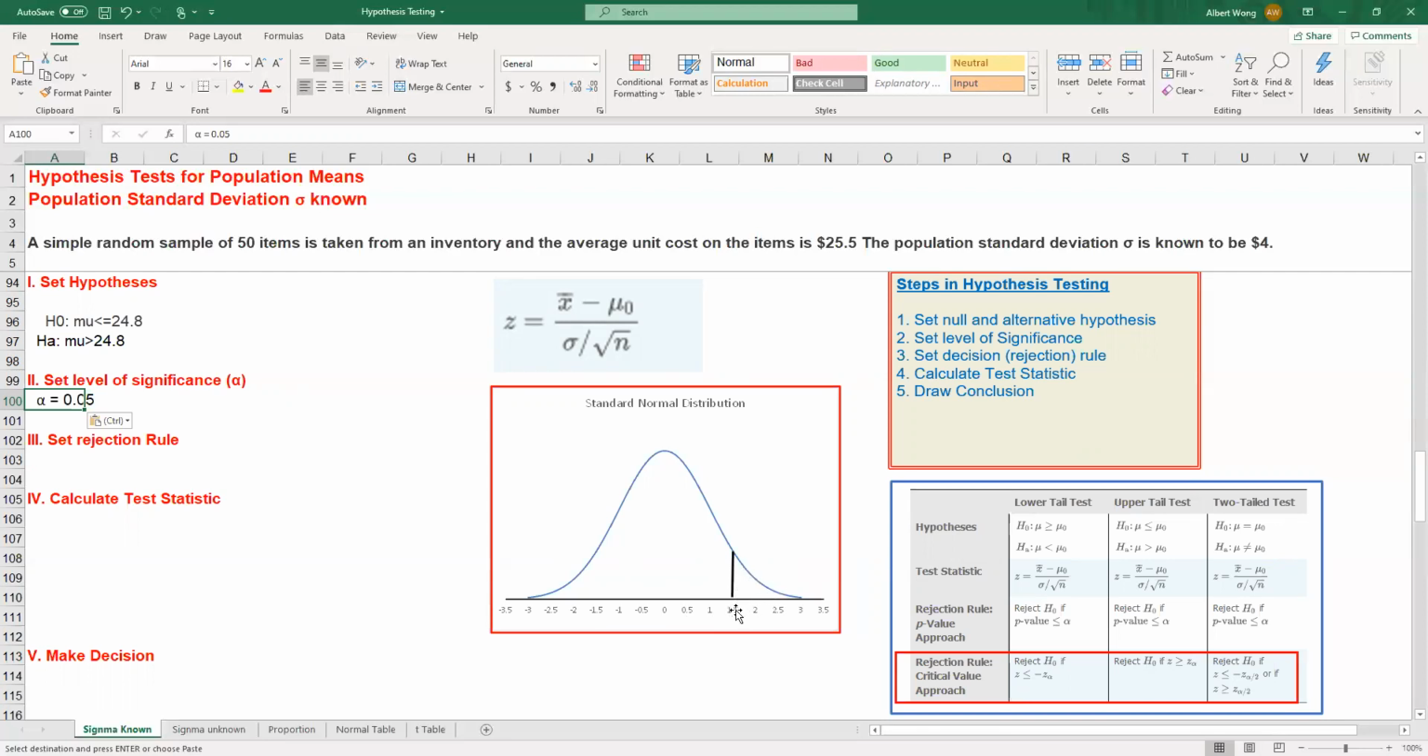So we want to find this point so that the area corresponding to this point on the upper tail is 0.05. Now, we cannot find the value directly because the table only gives us the lower tail. But if we know the upper area is 0.05, the lower area is 0.95. So what we can do is go to the table or use Excel to find the point that corresponds to this area equal to 0.95. So how do we do that?